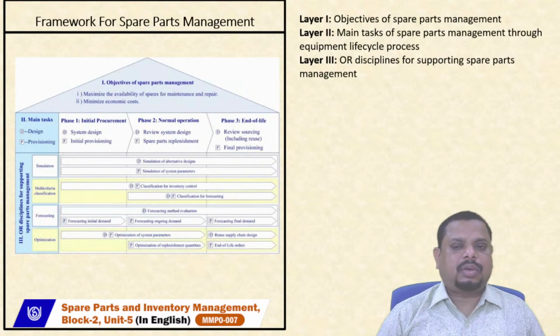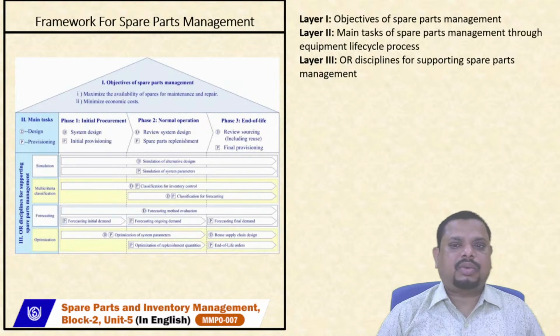In that case, you have to establish better industrial relations with suppliers so that the company will only receive genuine, original products. Then minimize the economic costs. By implementing various spare parts management techniques, systems and software, you can easily optimize the economic cost, especially with reference to spare parts management. So these two objectives belong to layer one.